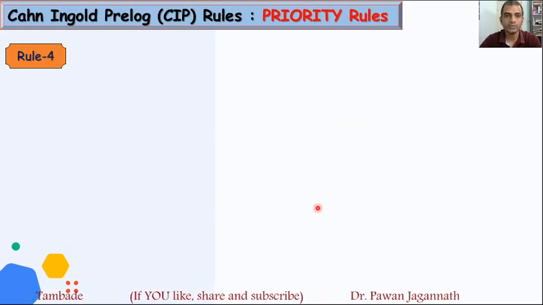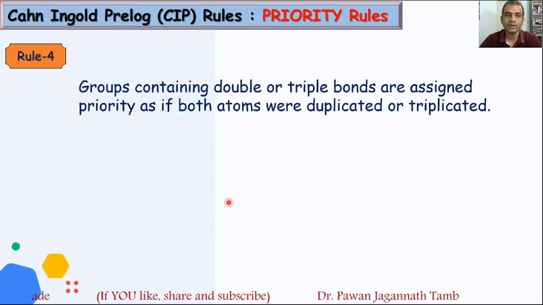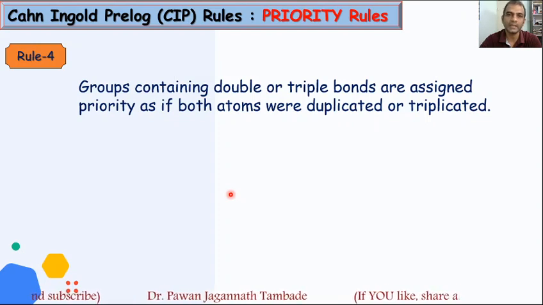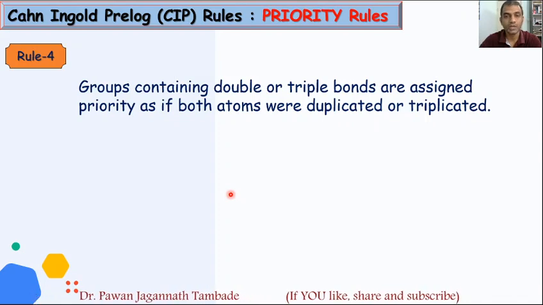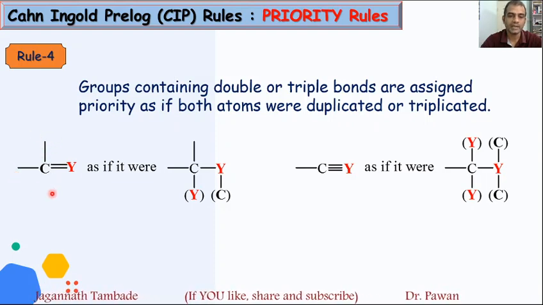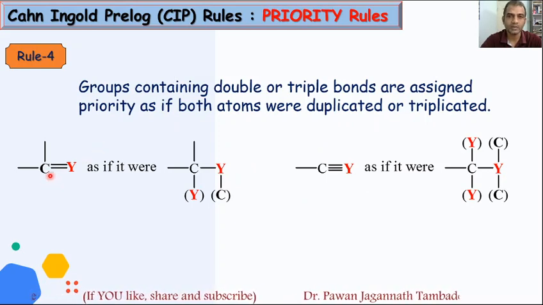The next rule says that groups containing a double or triple bond, that is a multiple bond, are assigned priority as if both the atoms were duplicated or triplicated in that particular multiple bond. So let us look at one example to understand this rule. Suppose this group is attached to a chiral center, or this group is attached to a chiral center, then the first point of attachment is carbon.